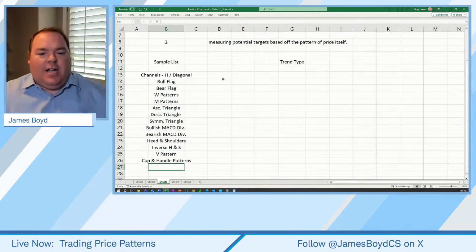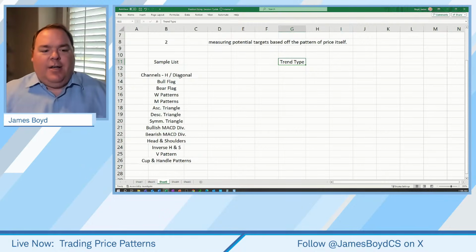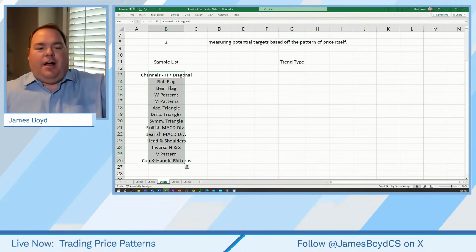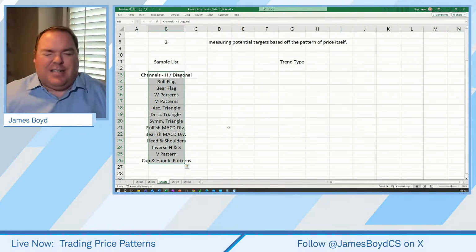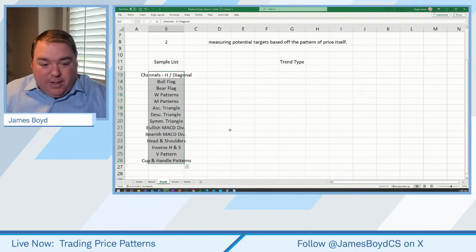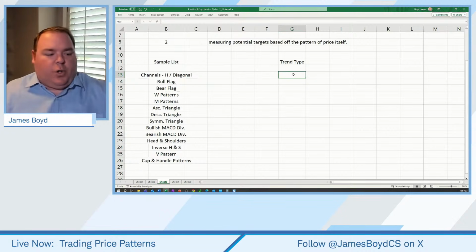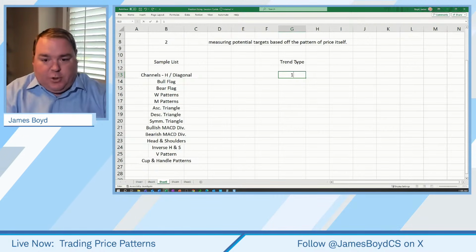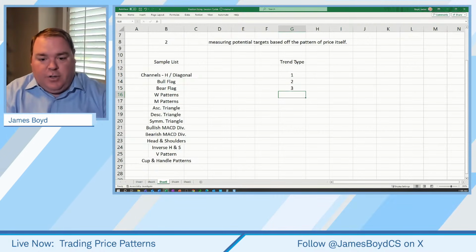Now, I want to come over here to the right-hand side, because if I just threw this list out and said, you can go to the online course and learn about all these different patterns, the problem is we don't know when we're likely going to see these patterns. So what I want to do just real quick before we get into trade examples is refer to looking at different types of trends. We label those different types of trends, and I'll do this quickly.